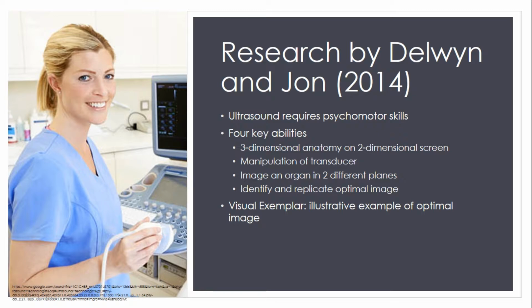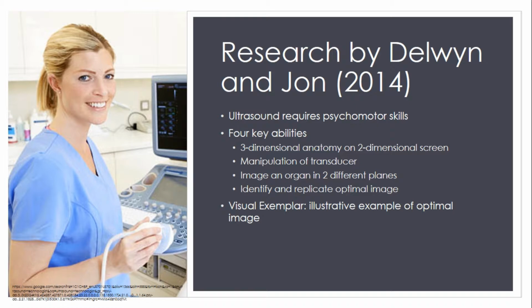However, they expanded upon that by describing four distinct abilities: the ability to image a 3-dimensional anatomy on a 2-dimensional screen, the ability to manipulate the transducer, the ability to image an organ in 2 different orthogonal planes, and the ability to identify and replicate optimal images. Although these are all physical skills, they depend on something Delwyn and John called a visual exemplar. A visual exemplar is an example of an optimal image.